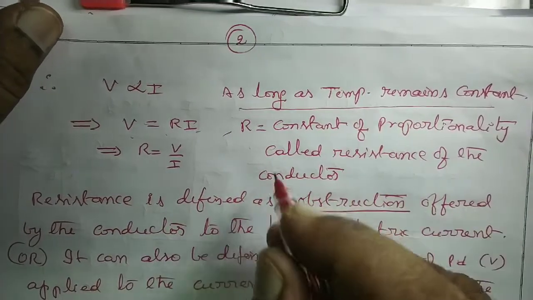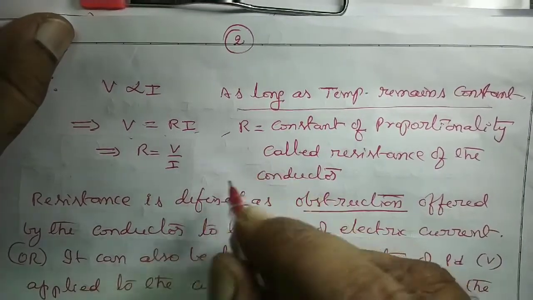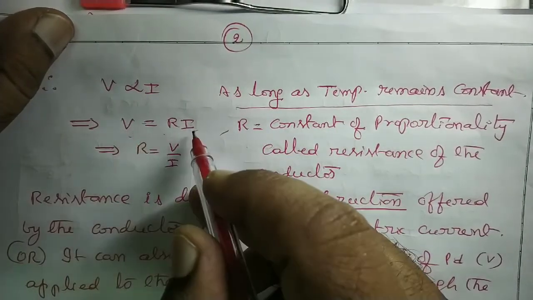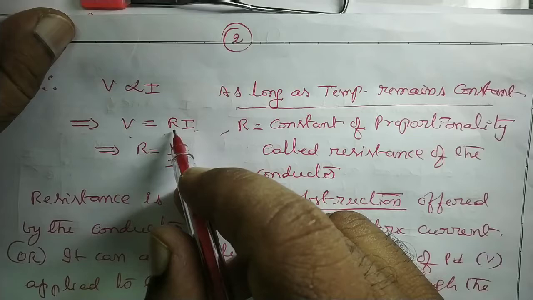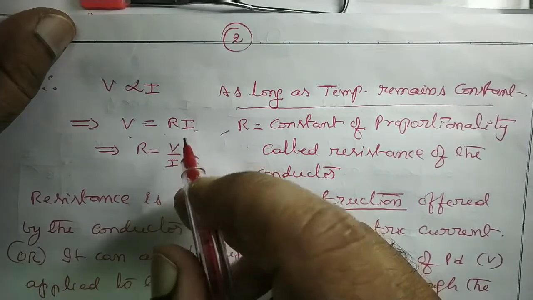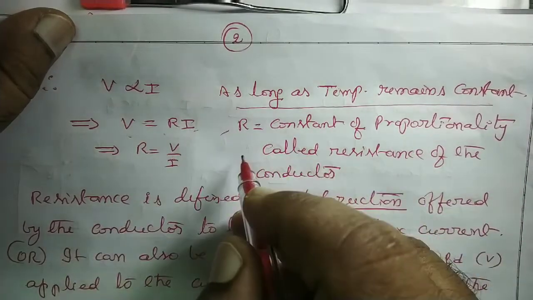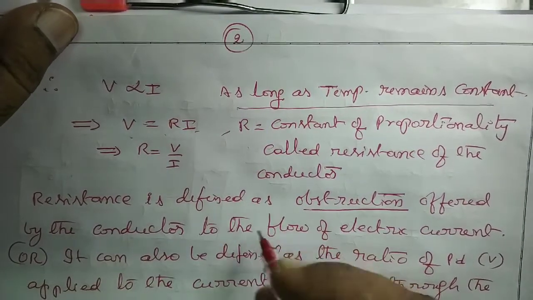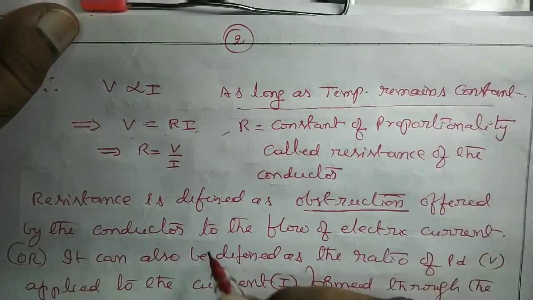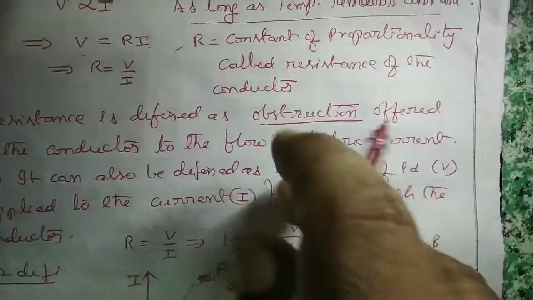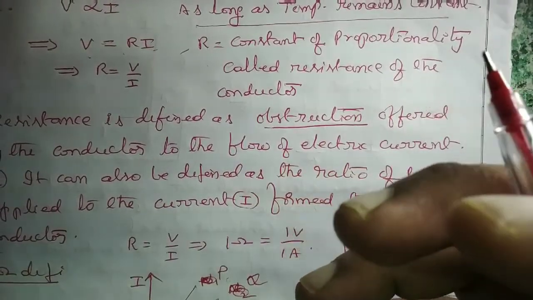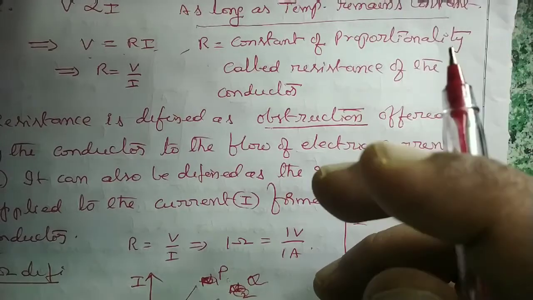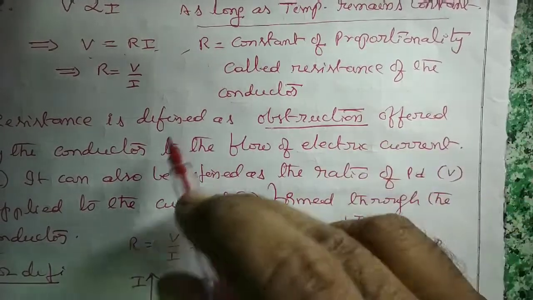It is a property of the conductor through which current is passing, to which we have given potential difference V. So if we give potential difference, current is the result, and R is the resistance of the conductor, which determines how much current should exist through the conductor. Resistance can be defined as an obstruction offered by the conductor to the flow of electric current. How much obstruction the conductor provides for the flow of current, that obstruction is called resistance.